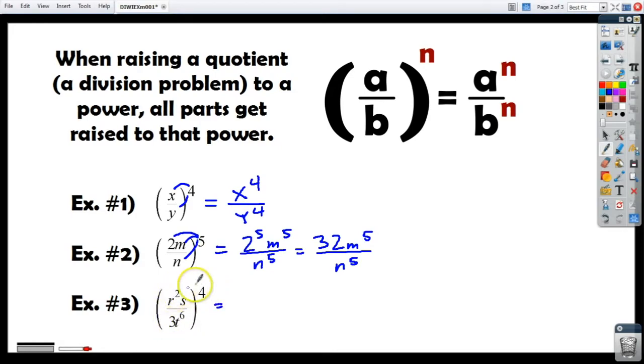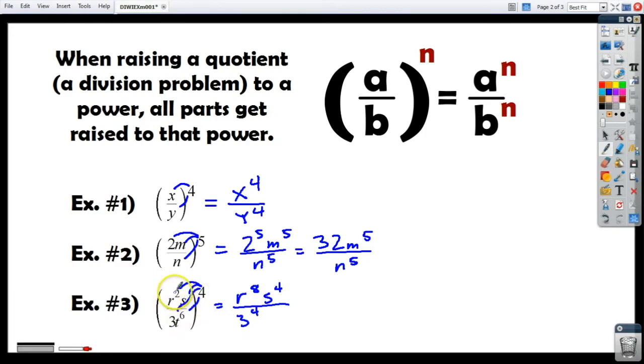So if I do R to the second to the fourth, that's kind of like that double exponent shortcut we talked about. R to the second to the fourth, a power to a power. Shortcut is to multiply them together. So we get R to the eighth. Then we do S also to the fourth power. So S to the fourth. Down below we get 3 to the fourth power. And finally we get T to the sixth to the fourth power.